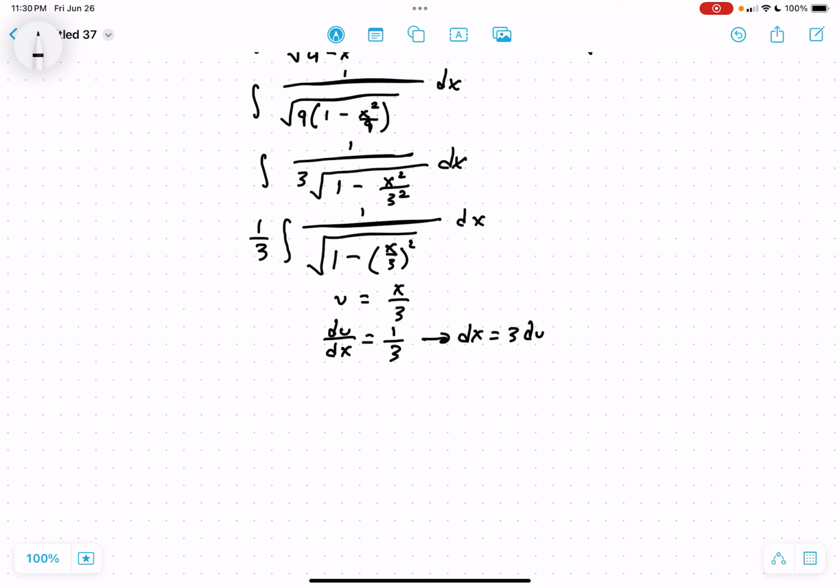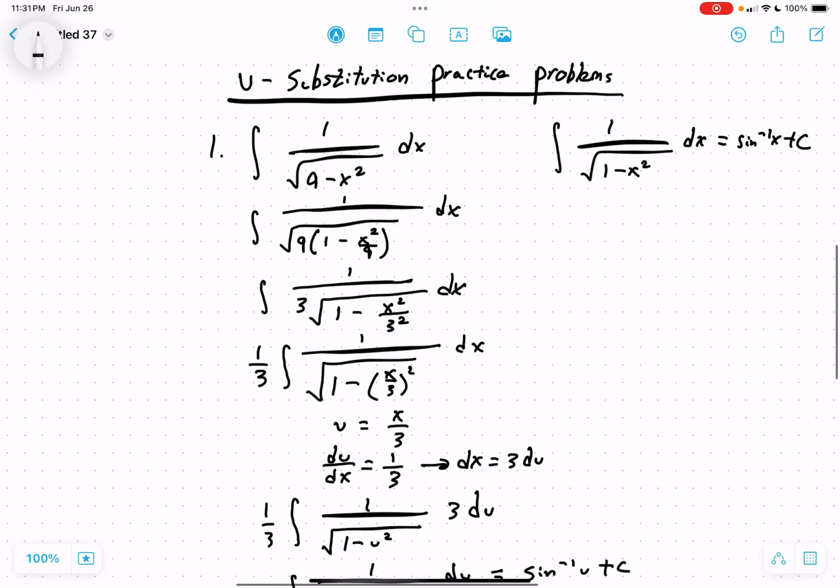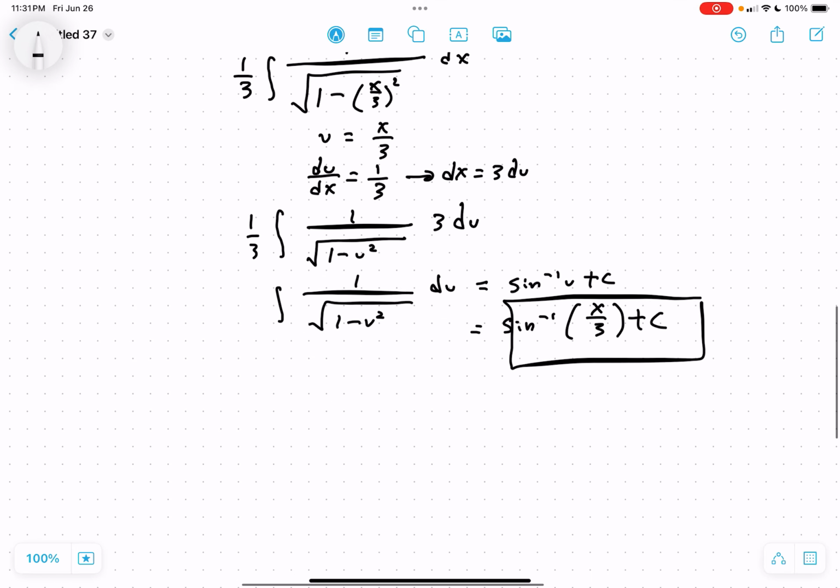So now I can say I have 1/3 times the integral of 1 over the square root of 1 minus u squared, 3 du. Well, I can bring out that 3 and multiply it by 1/3, and I get the integral of 1 over the square root of 1 minus u squared du, which equals sine inverse of u plus c. Now, remember up above here, I said u was equal to x over 3. And all I have to do is sub that in, and I get my final answer of sine inverse of x over 3 plus c. And that right there is the answer to the first integral.